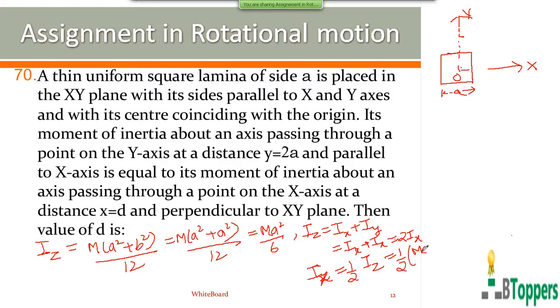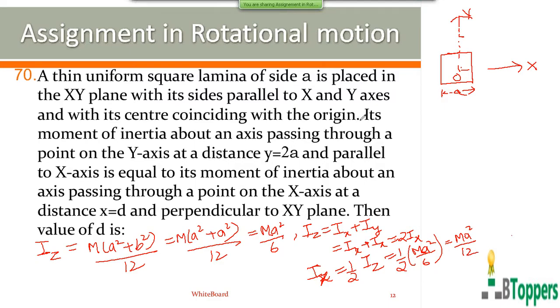Iz is the moment of inertia of the square plate about the axis perpendicular to the plane of the square plate and passing through the center of the square plate. That is Iz, the moment of inertia about the z-axis. So the moment of inertia of the square plate about any axis in the plane of the square plate and passing through the center will be half of its moment of inertia about the z-axis, or center axis of symmetry, which will be equal to ma square by 12.